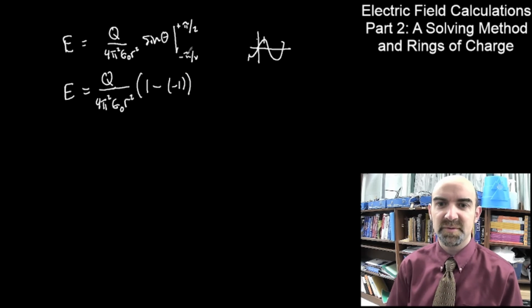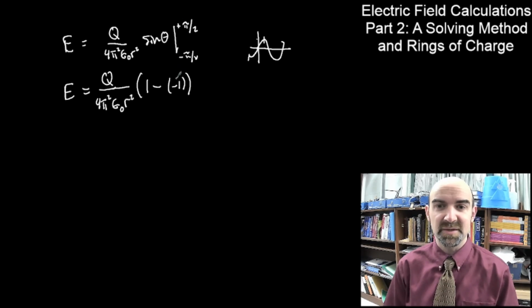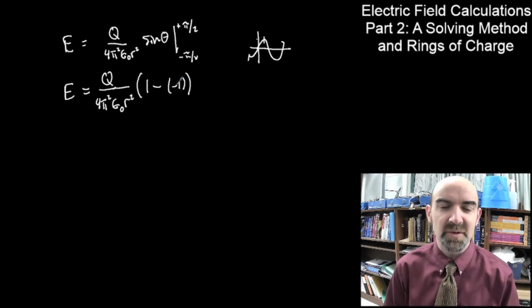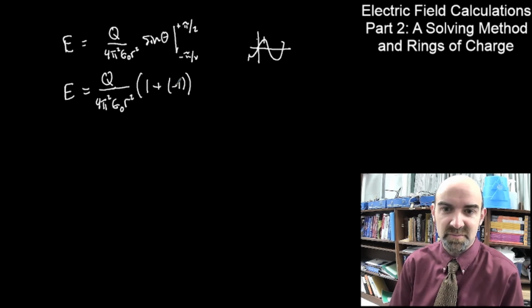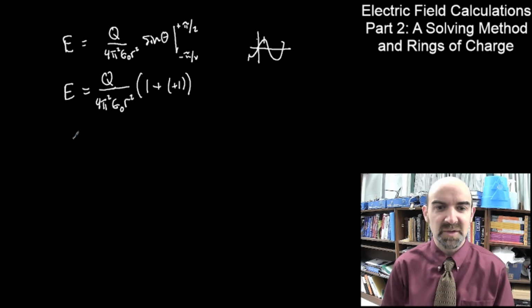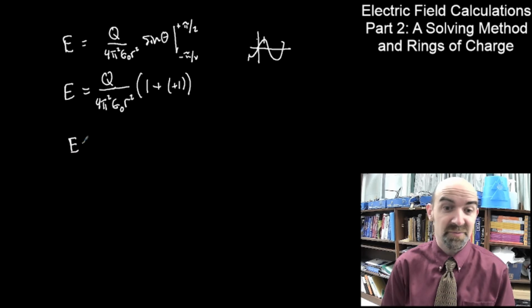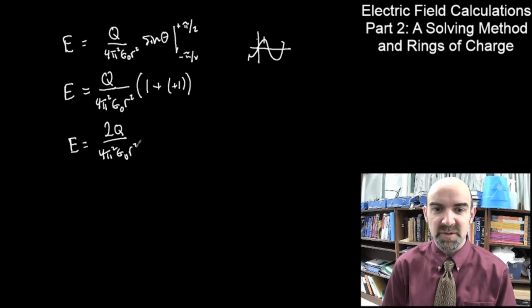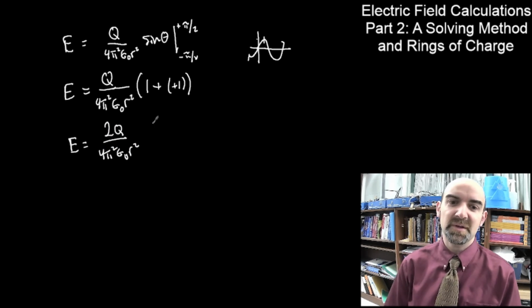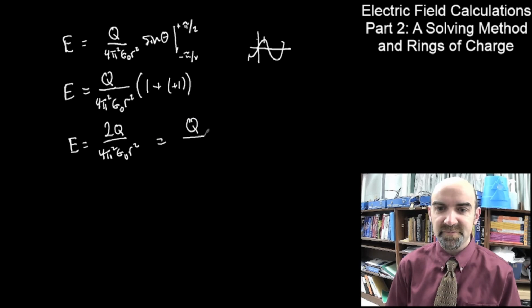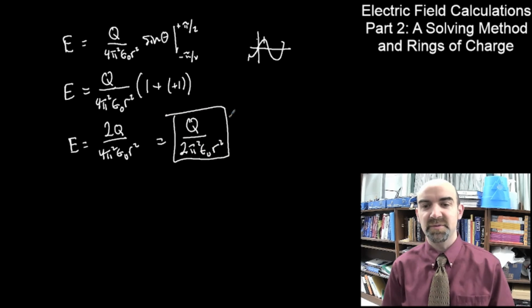That's a result of plugging in our bounds to the sine theta. And 1 minus a negative 1 is adding, or 1 plus 1 is equal to 2. So our overall result for this half ring of charge is 2q divided by 4 pi squared epsilon naught r squared. You can drop the 2 there if you want, to simplify, and there it is. That's our half ring of charge electric field.